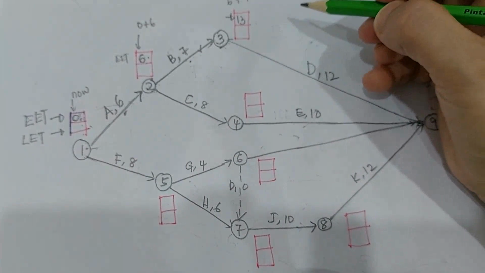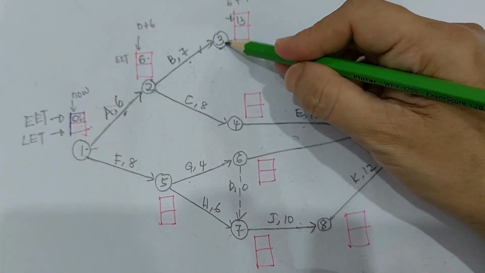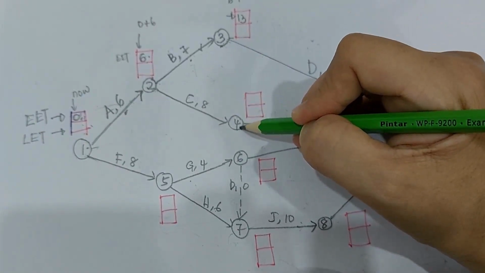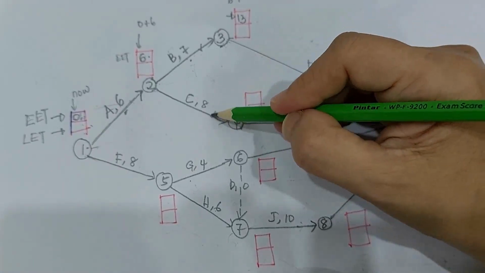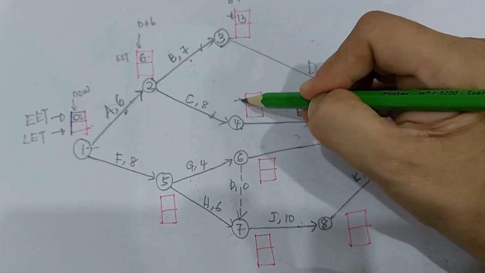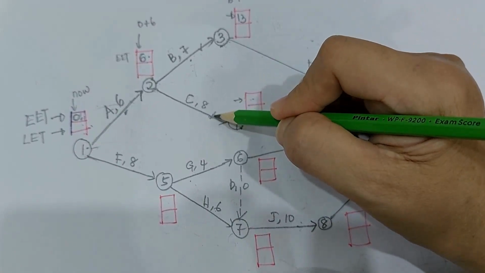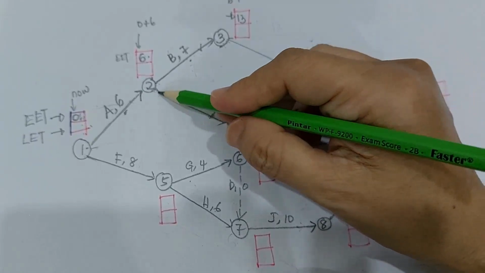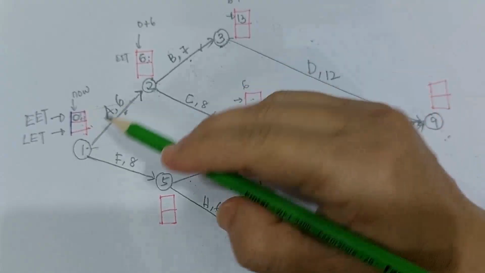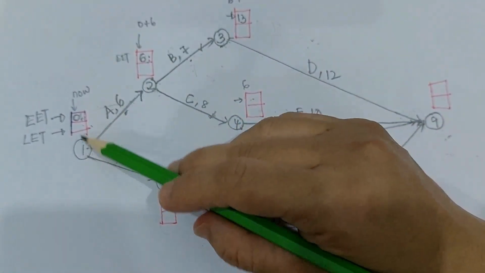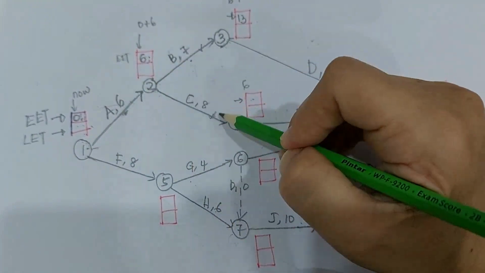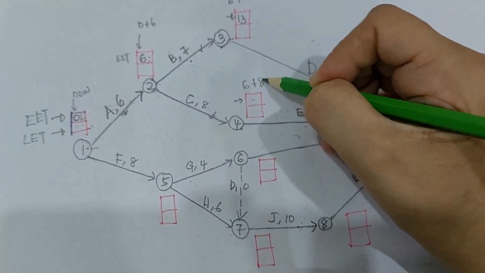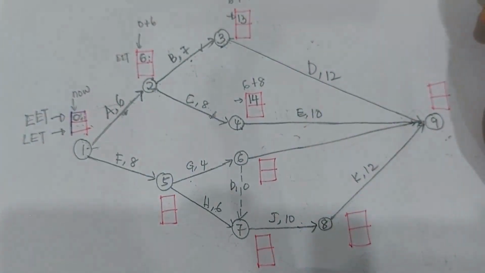Then we move to the next event after number 3. Now we go to event number 4. Event number 4, what is the activity pointing at event number 4 is this one. So we consider only this activity for this EET. So we take the previous EET. You look at only this arrow because we consider only activity C. So the previous EET is this one, 6. Okay, jangan ambil yang ni. This is not the previous EET. This is the previous EET for this activity only. So the previous EET for this activity is 6 plus the duration for this activity is 8. So 14 is over here.